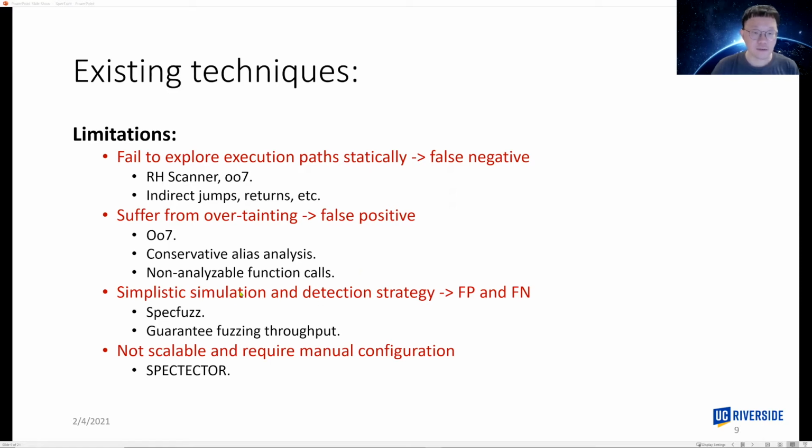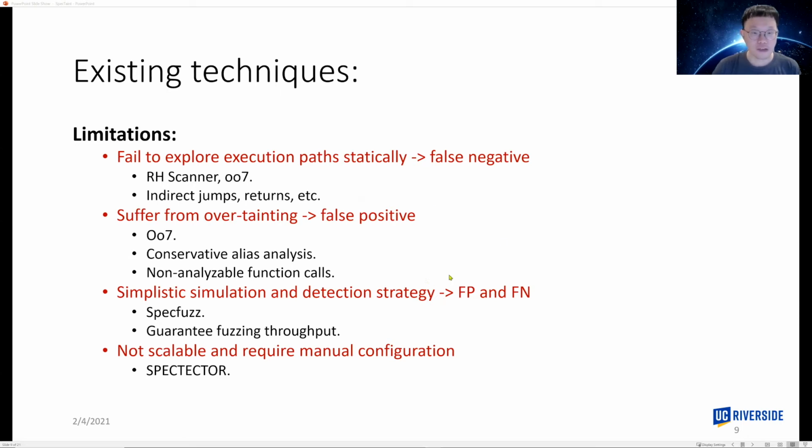SpecFuzz is limited by its simplistic simulation and detection strategy because it needs to guarantee the fuzzing throughput, which, according to our evaluation, introduces both false positives and negatives. For Spectator, which uses symbolic execution, it is by nature not scalable and it requires manual configurations when analyzing large programs.